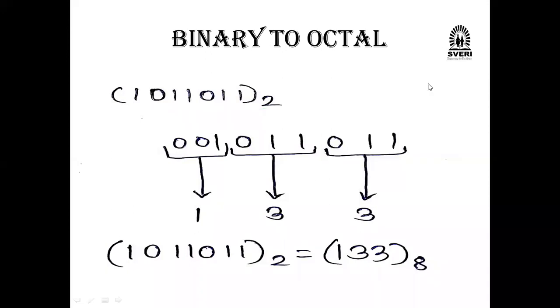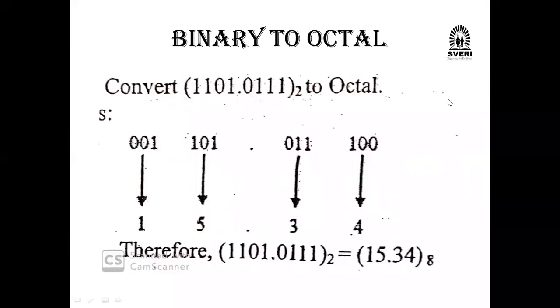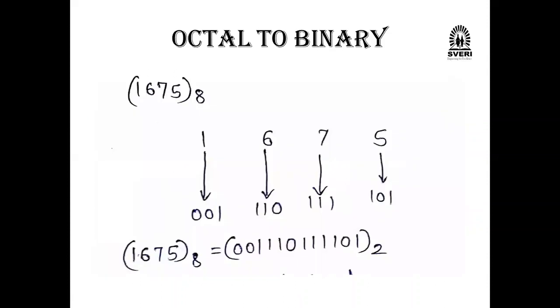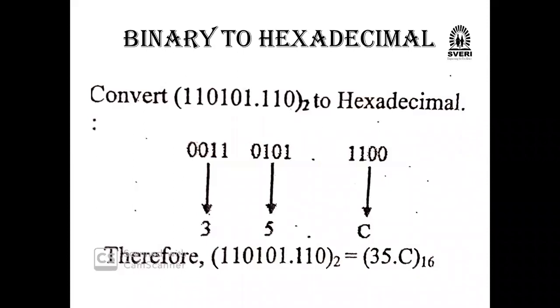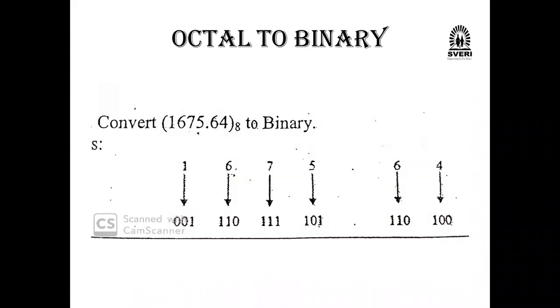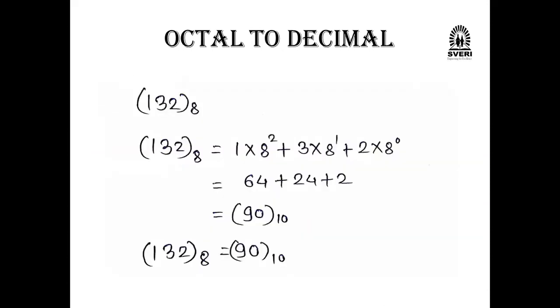So next we'll go for which one? Binary to hexadecimal is over now. Octal to decimal, decimal to all are done, and binary to all are done. So the next term we are going to consider here now. Octal to decimal we'll discuss here now.